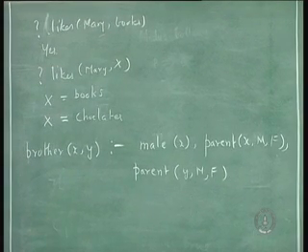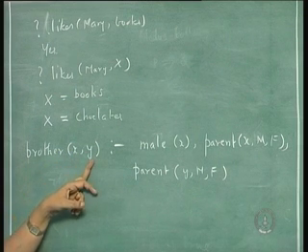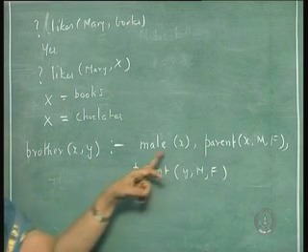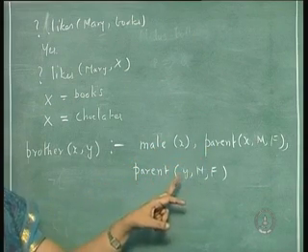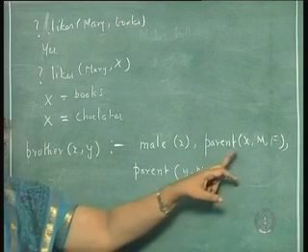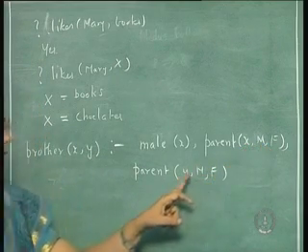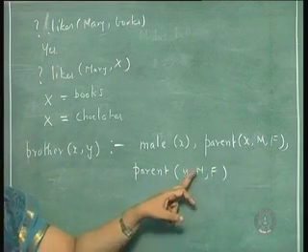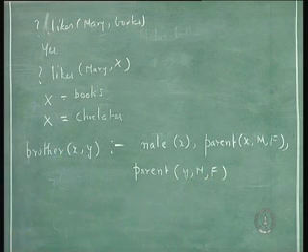This should be interpreted as, when do you say that X is the brother of Y? When X is a male and also X and Y have the same mother and the same father. Parents of X are M and F. M is the mother, F is the father, and similarly Y also has the same mother and the same father. Then you say that X is the brother of Y. This is called a rule.